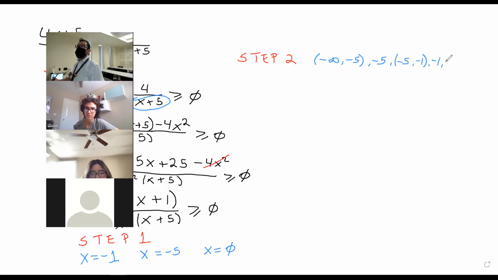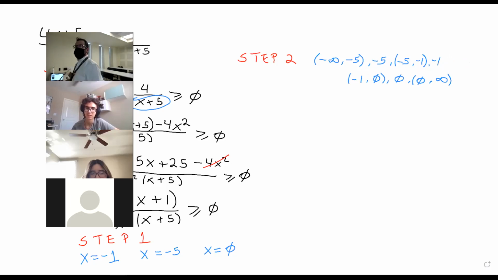And then minus 1 to 0. This is one of the lengthier ones that we're going to have, so I'm going to write those on the bottom. We're going to have also minus 1 to 0. We're going to include the 0. Yeah. And then what's the last one? 0 to infinite. Correct. Good job.